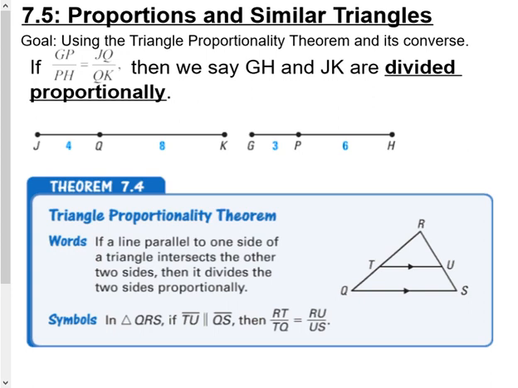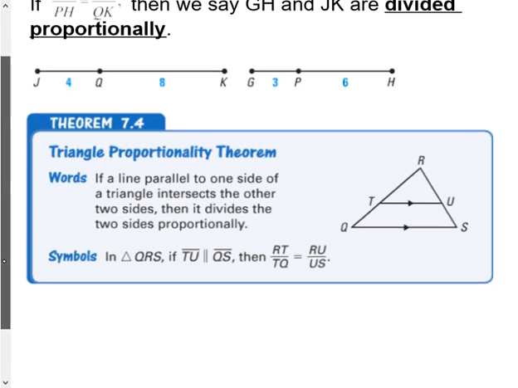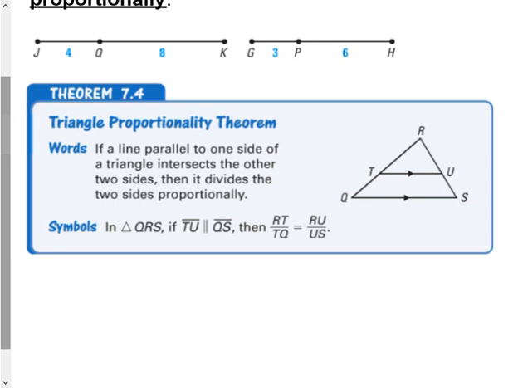So in this case, if GP over PH equals JQ over QK, or GP to PH equals JQ to QK, right? Reading them like a proportion ratio, then we say GH and JK are divided proportionally. So if you look at it, 4 over 8 equals 3 over 6. That is indeed correct. Okay, the triangle proportionality theorem says if we have that parallel line, then the sides are proportional.